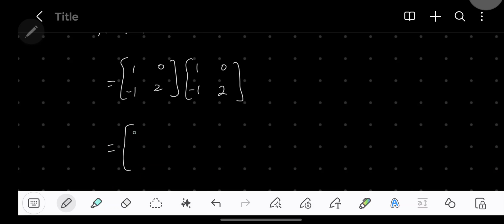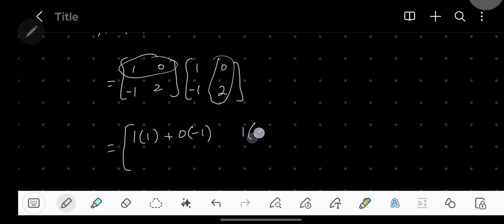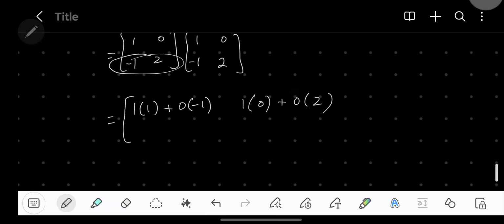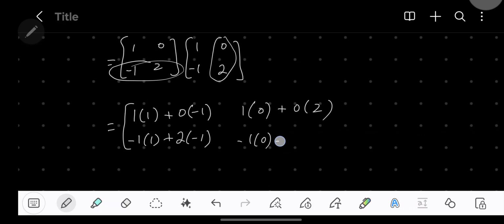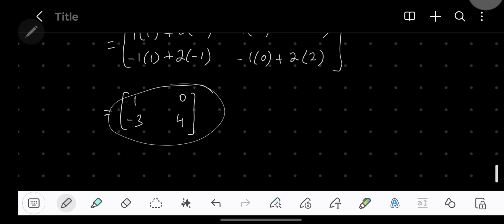If you multiply these, first I will multiply these two, that means 1 times 1 plus 0 times minus 1, and then this with this, which is 1 times 0 plus 0 times 2. Then you go to the next row and the first column, which is minus 1 times 1 plus 2 times minus 1, and then the second column, which is minus 1 times 0 plus 2 times 2. If you calculate all of these values, you will get this matrix.